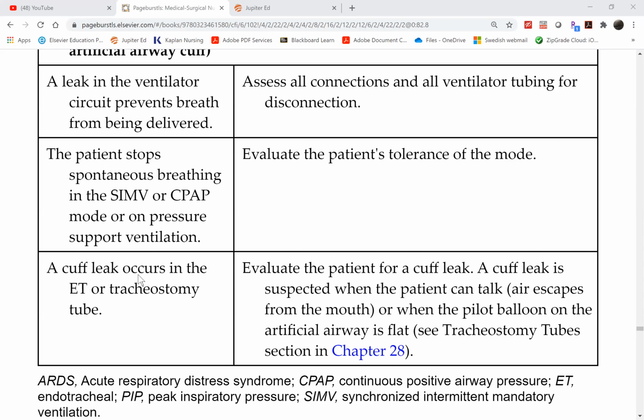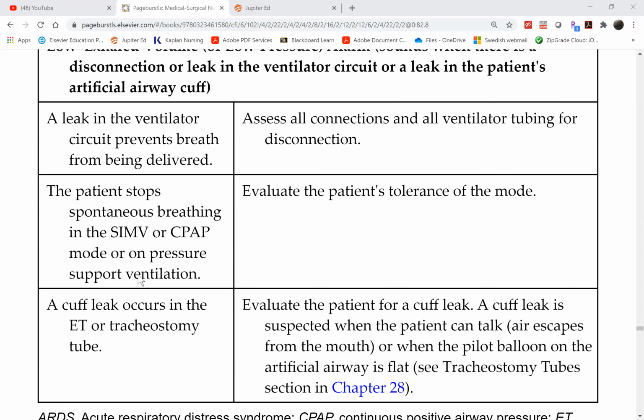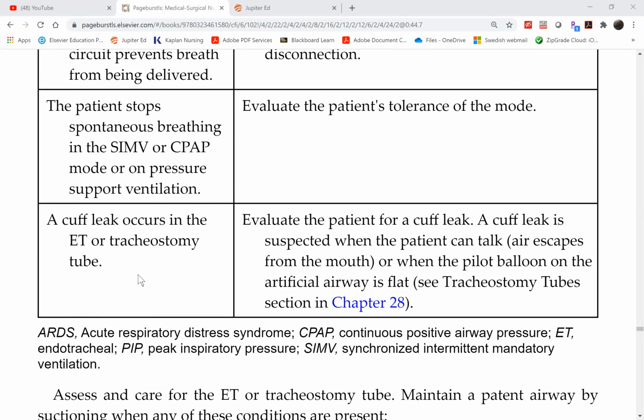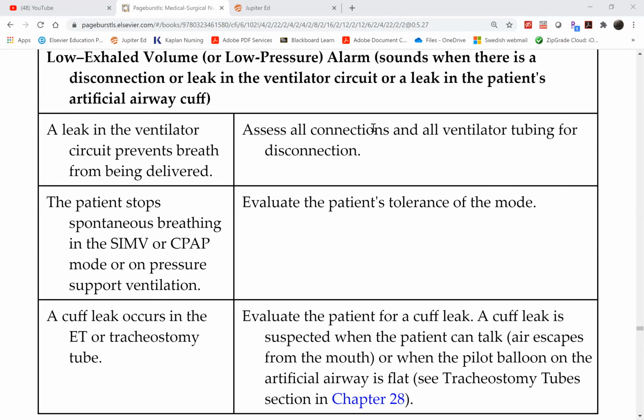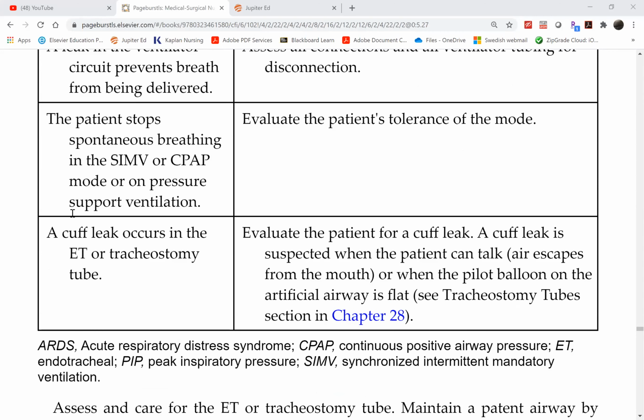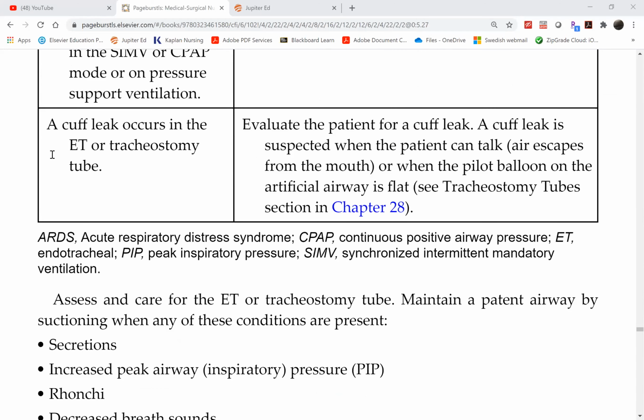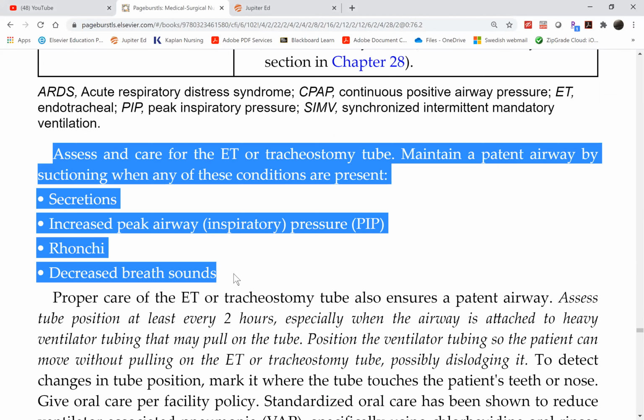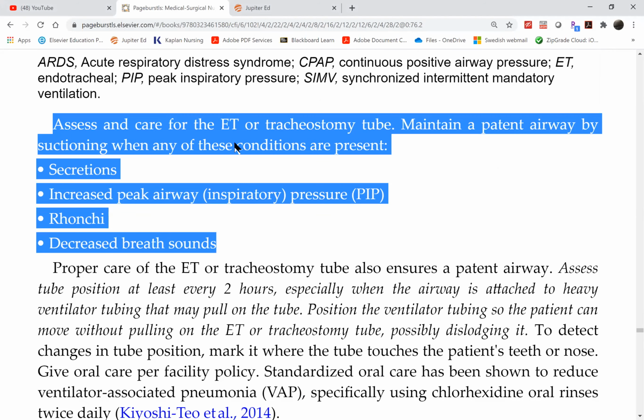Any questions on alarms? Again, look at the cause and your corresponding actions. We discussed this last week already, but I was referring you to chapter 28 for the indications for suctioning. Here are more indications. Some of them are redundant.